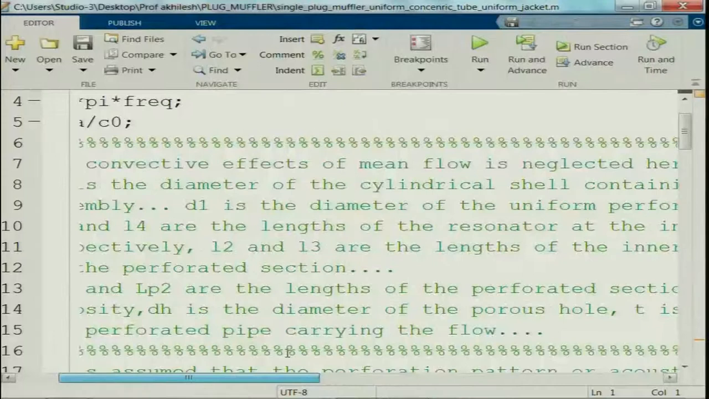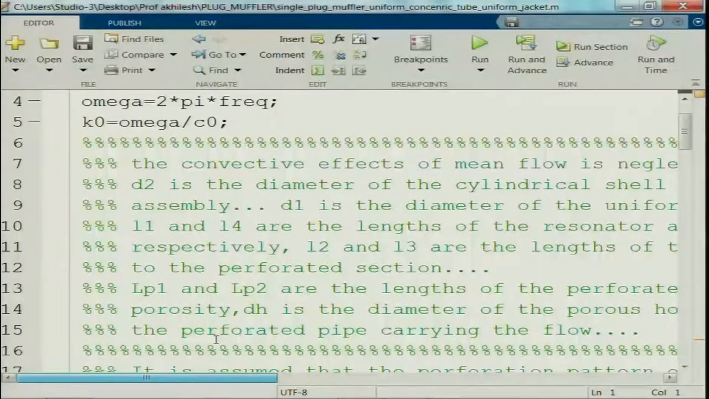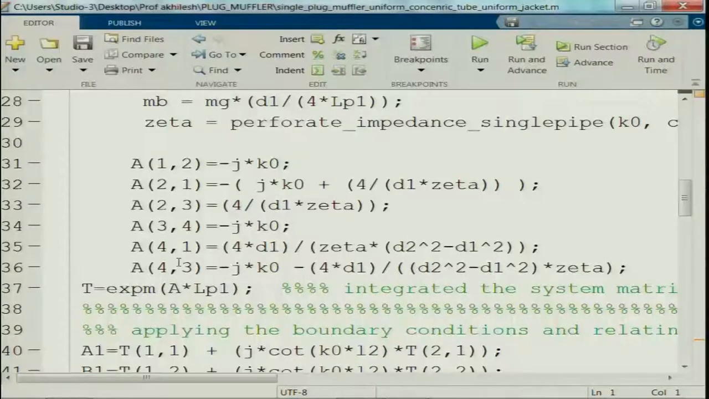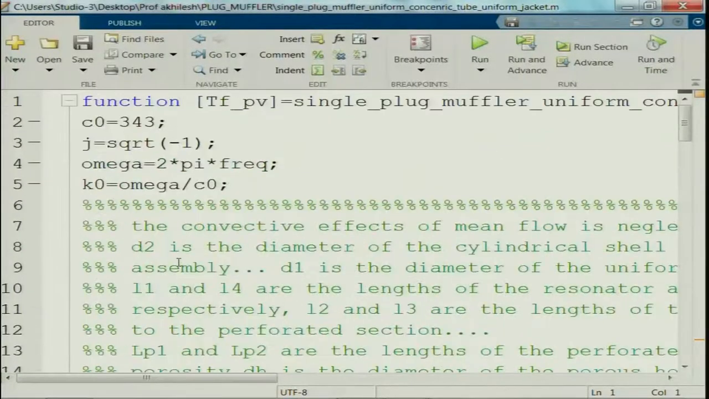The convective effects of mean flow are neglected in the big interacting two duct interaction matrix. There also I have ignored the convective effects, as you will see from these expressions. I really have not done B inverse A. I am happy to have some algebraic simplifications at the expense of a small error in the computations, rather than breaking my head doing that. The dissipative effects, as you know, are much more important.